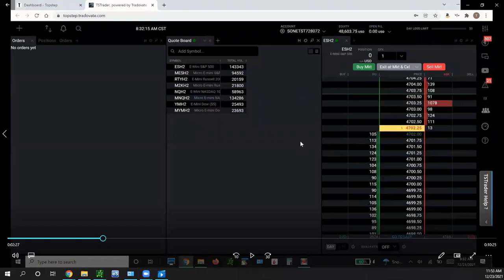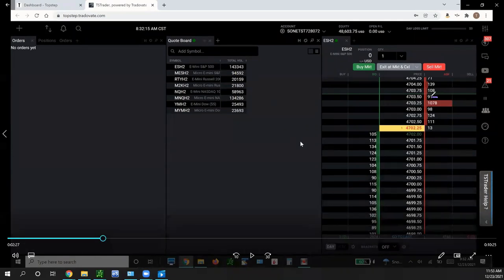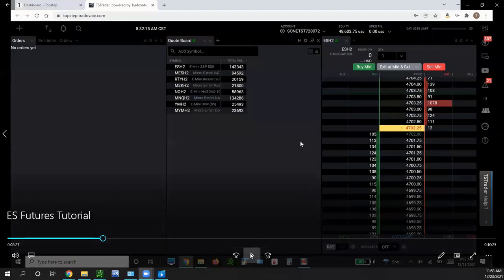All right, so let me clear this. And as I scrolled up, excuse me, as the market was moving up, you can see there's a huge amount of sell orders here at 4703.25. So now we know that is going to be a very big resistance level, over 1,000 orders. So we're going to watch that very carefully. Let me go ahead and continue the video.